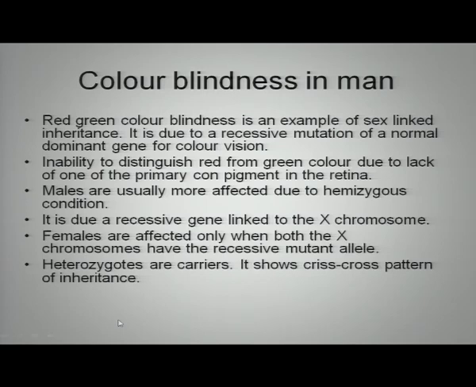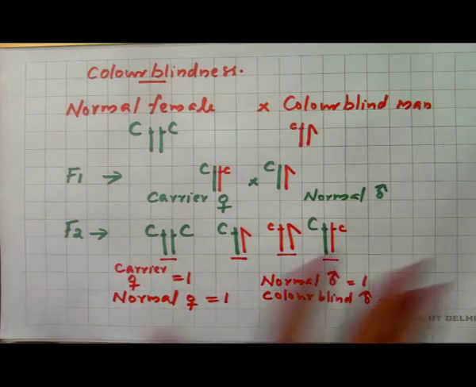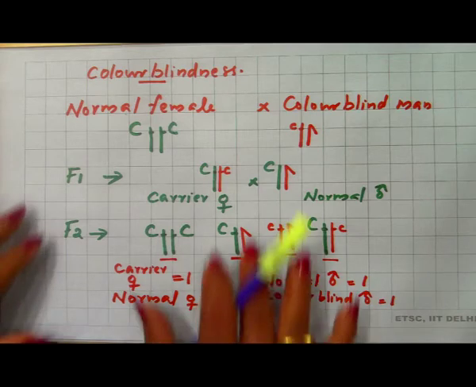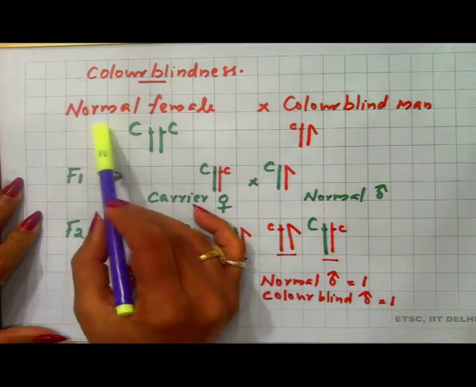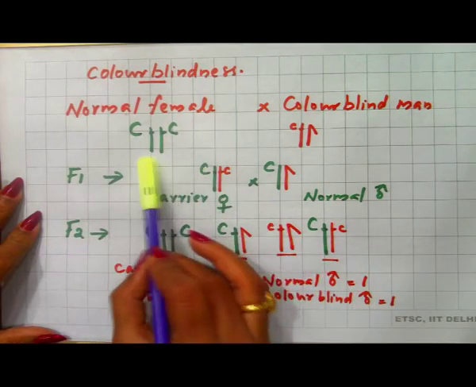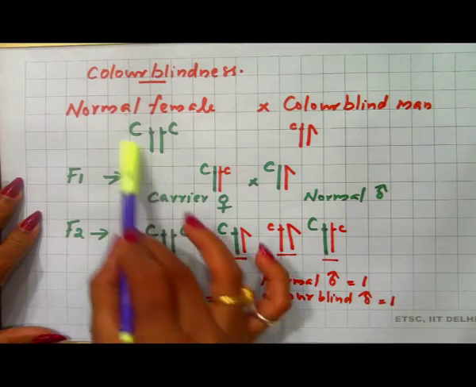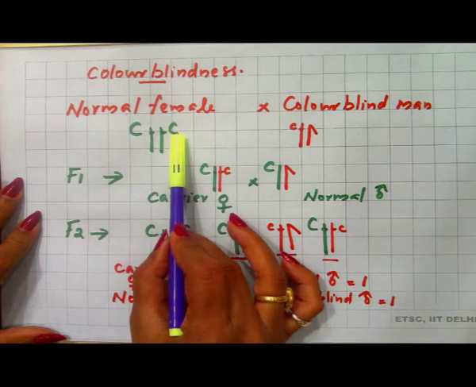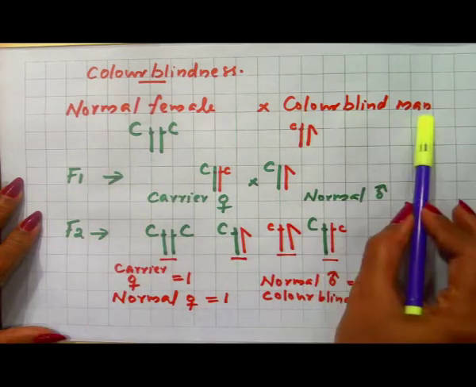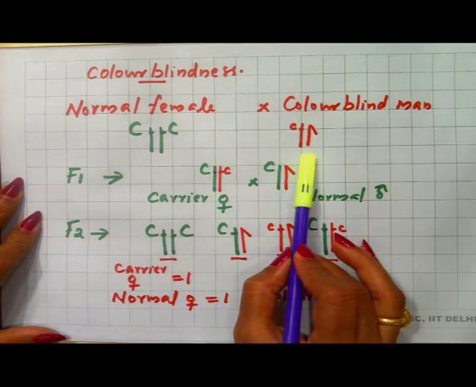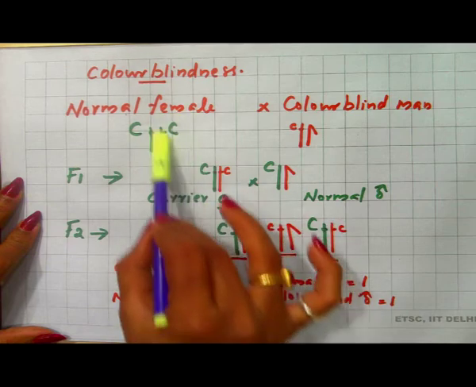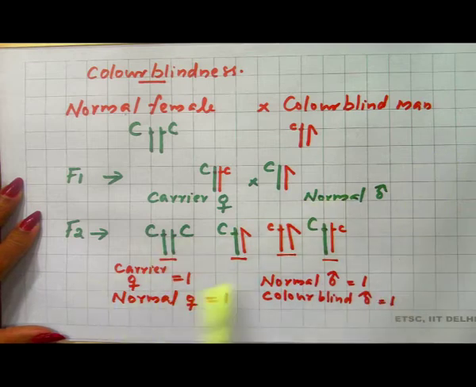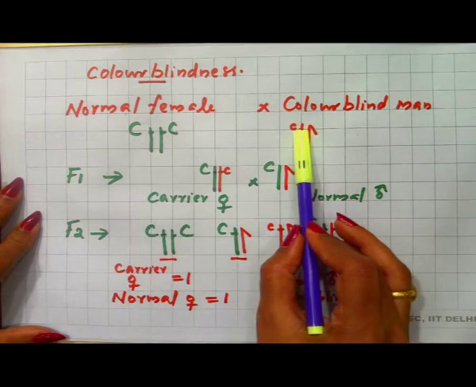I will show you the pattern of transmission of this particular allele for color blindness. You can see here a normal female individual with a normal allele, capital C, in both the X chromosomes. This is the color blind man. The capital C gene mutated to small c gene. It is linked to the X chromosome.